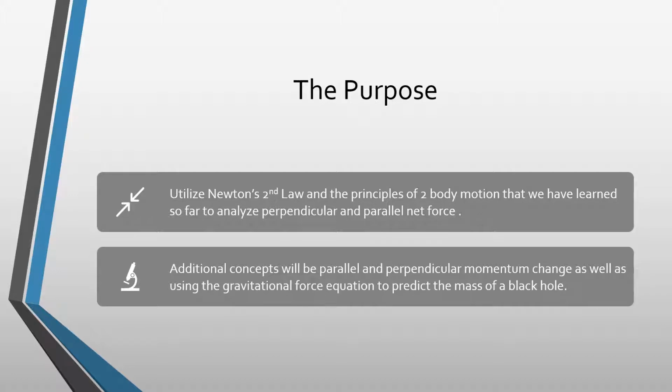In this lab, we are analyzing the parallel and perpendicular forces acting on a star throughout its orbit around a black hole. Using this information, we will then approximate the mass of the black hole. In order to do so, we utilize Newton's second law and the principles of two-body motion that we have learned so far to analyze perpendicular and parallel net force. Additional concepts we use will be parallel and perpendicular momentum change, as well as using the gravitational force equation to predict the mass of the black hole.